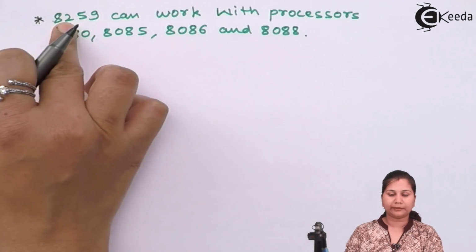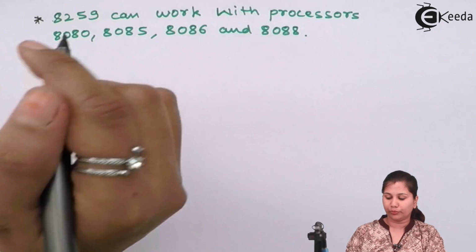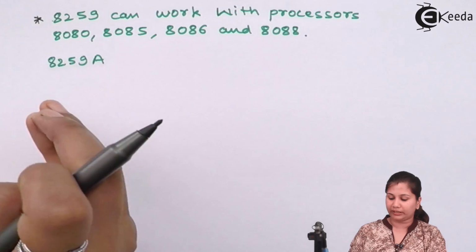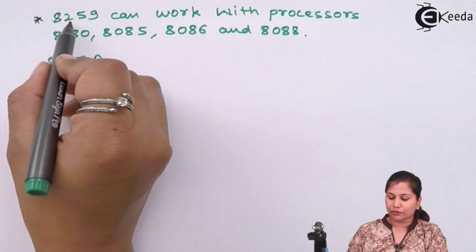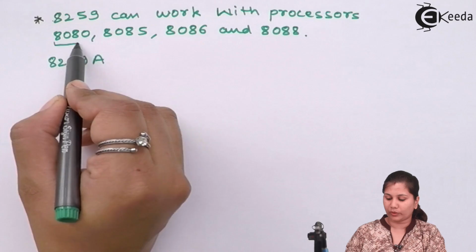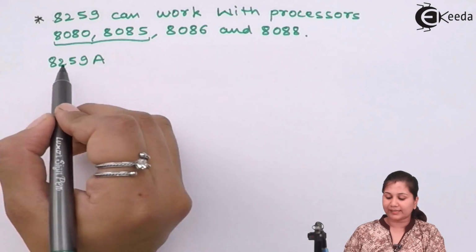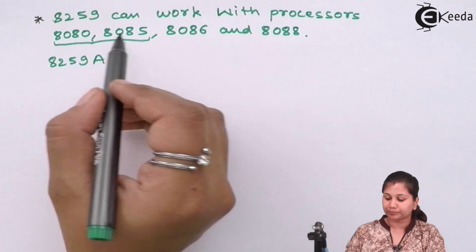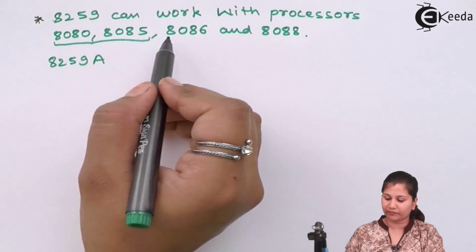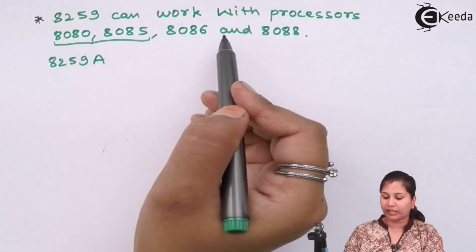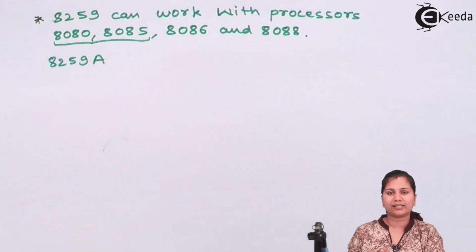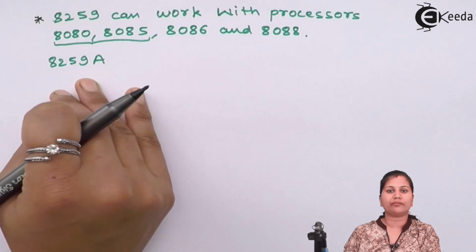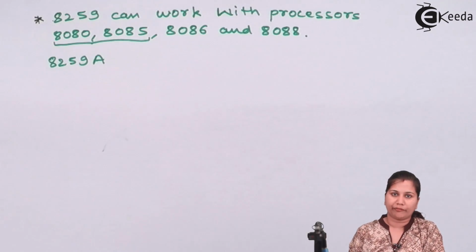Now this 8259 was the older version. The new version is 8259A. The difference between 8259 and 8259A is that 8259 can work only with 8080 and 8085, whereas 8259A can work with any of these 4 types of microprocessor systems. With 8086 and 8088 the 8259A can also work, but 8259 cannot. So that is the only difference between the two versions. 8259A is an updated version, or we can say a higher version of 8259.